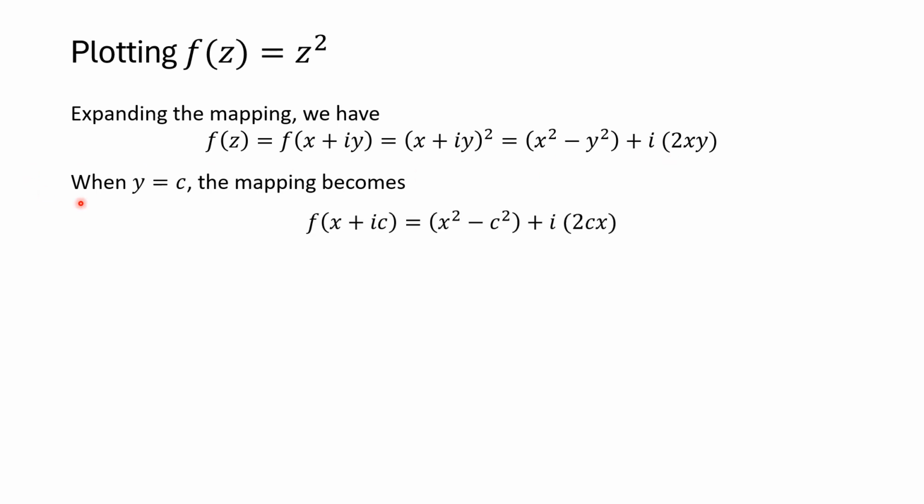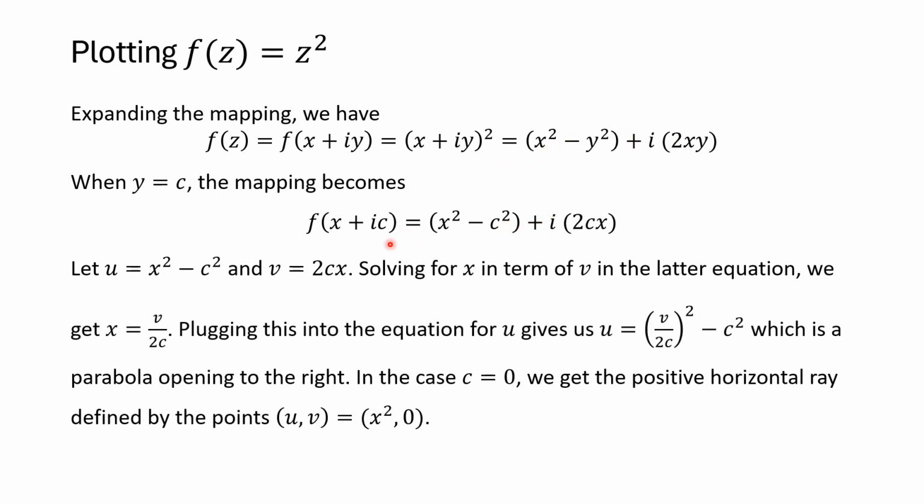You plug in y equals c, we get this here. Then we let u equal x squared minus c squared, and v equals 2cx. So u is the real part in the codomain, and v is the imaginary part in the codomain. We solve for x in terms of v in this latter equation. We get x equals v divided by 2c. We plug that into this equation for u, and we get u equals (v over 2c) squared minus c squared. And that's a parabola opening to the right in the codomain.